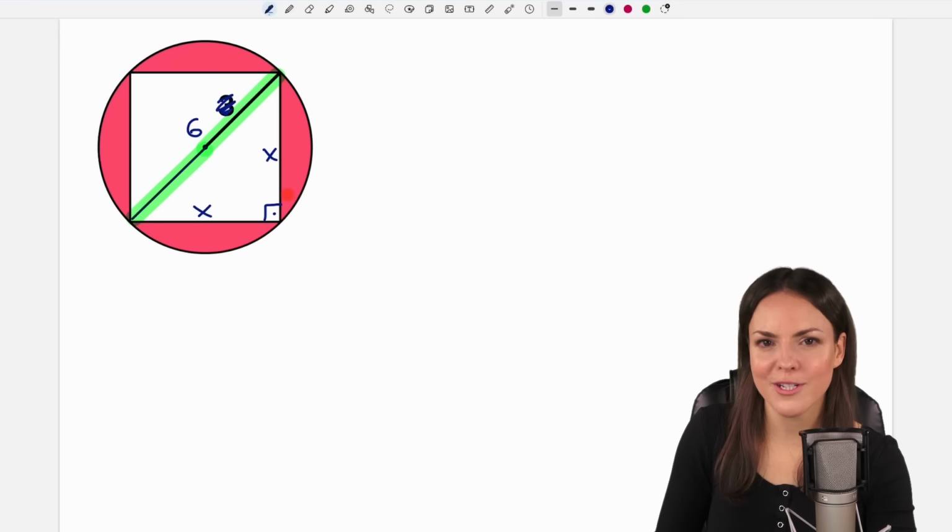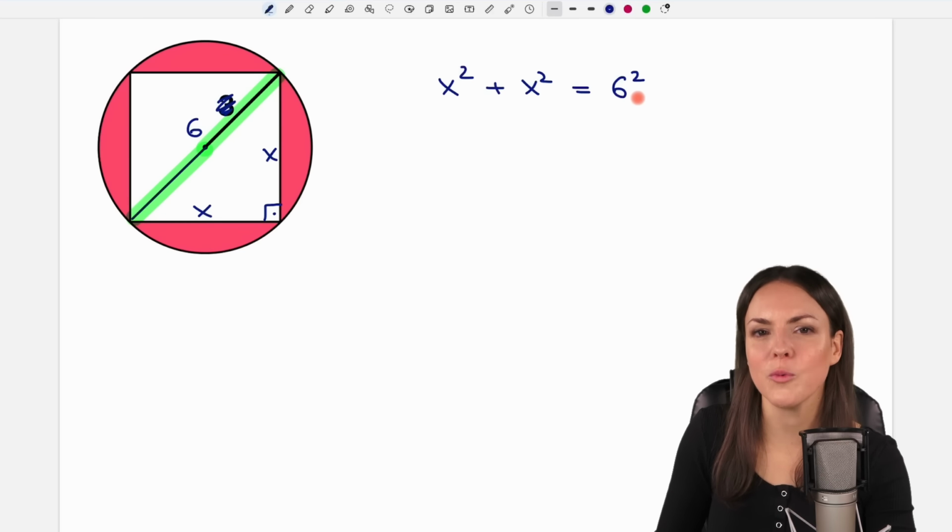For this, we first have to find the hypotenuse of our triangle. That's the side lying across the right angle, so this green colored side, that's the hypotenuse. And the Pythagorean theorem says then, take one of the legs of your triangle, so x, and square it, plus take the length of the other leg, it's also x, and square this as well. And this equals the hypotenuse squared, so 6 squared. Okay, now we have one equation.